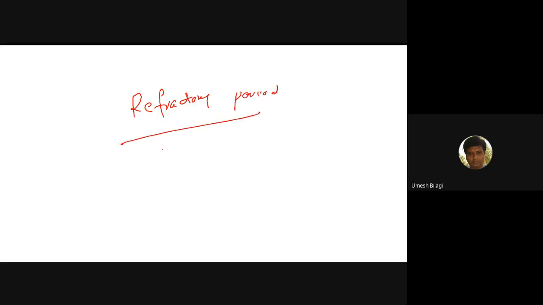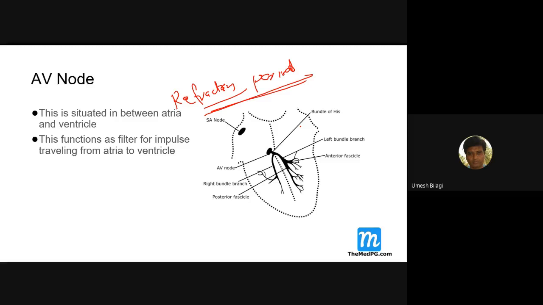There are two types of refractory period: absolute and relative. You must read about this in the neuromuscular conduction chapter of physiology. The AV nodal refractory period is longer compared to the rest. This increased duration of the refractory period of the AV node forms a protection.